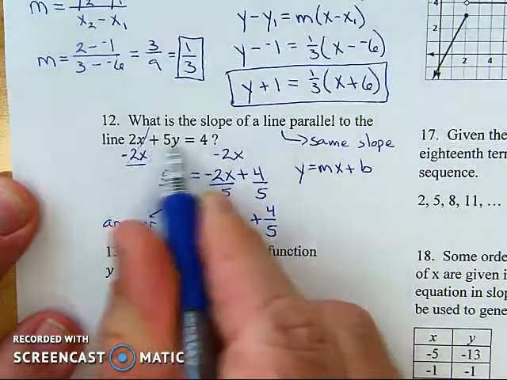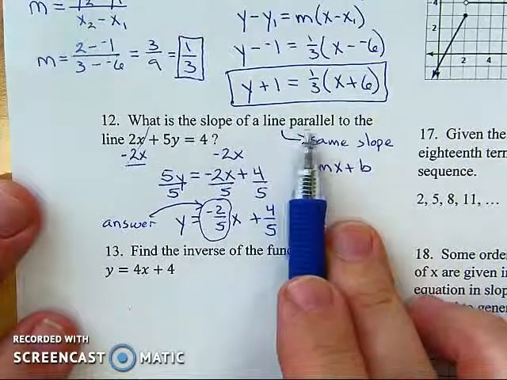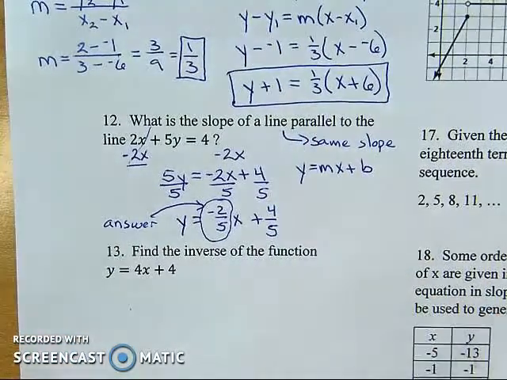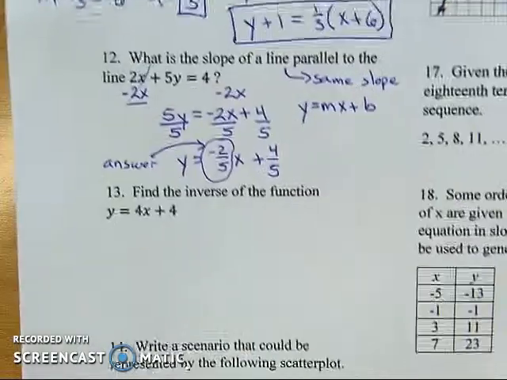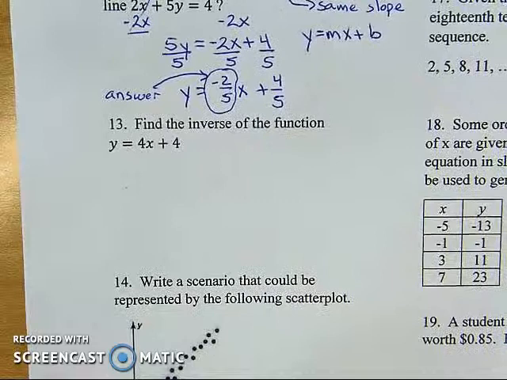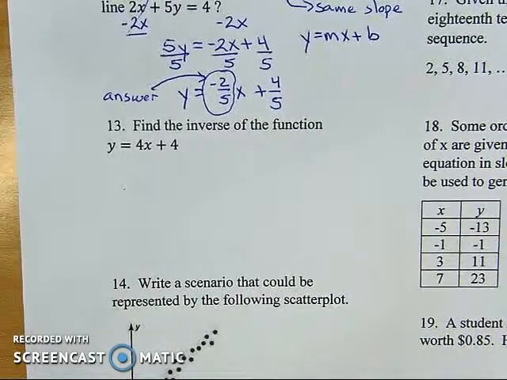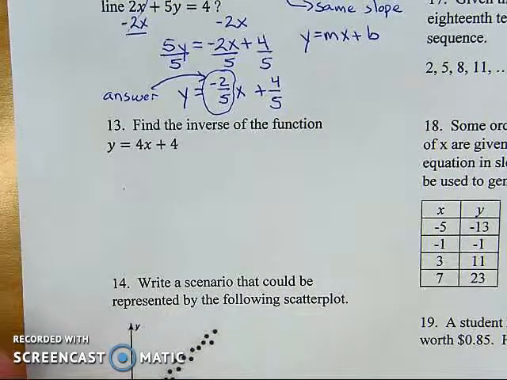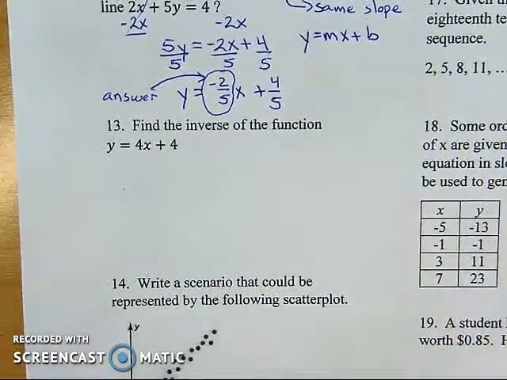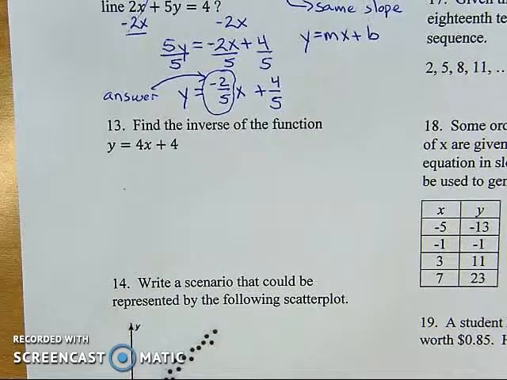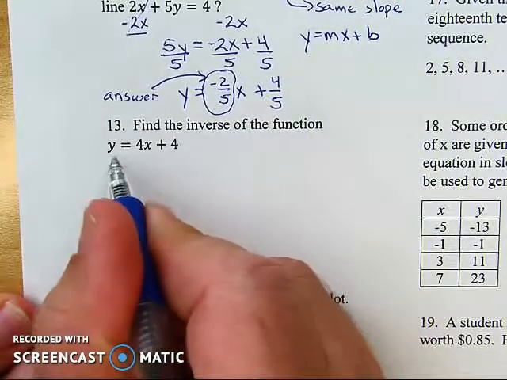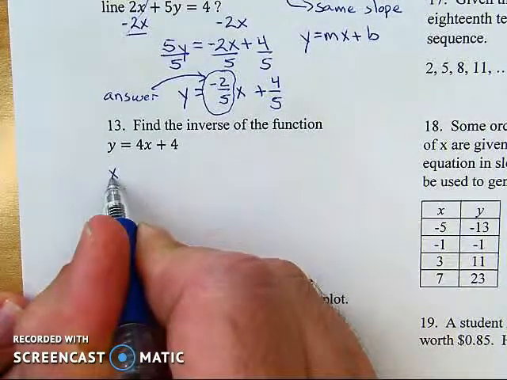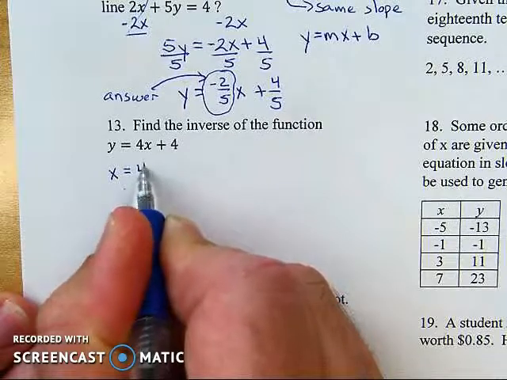That's the slope not only of this line, but also of any line that's parallel to it. Next up, number 13. It says we have to find the inverse of this function. And a nice little thing with inverses is that you just have to switch the y and the x and then solve for y. Right now it's already solved for y, so I'm going to switch them. So this y is going to become an x, and this x is going to become a y.